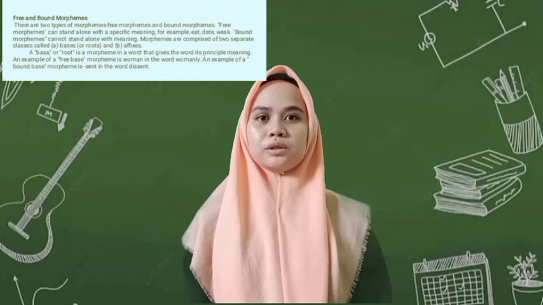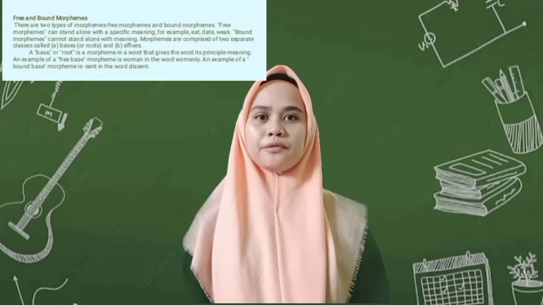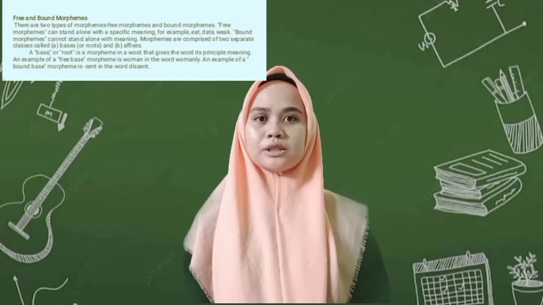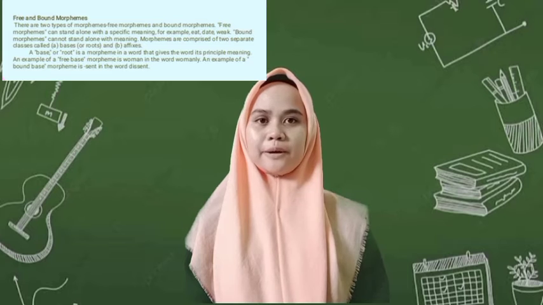And then free and bound morphemes. So there are two types of morphemes. There are free morphemes and bound morphemes. Free morphemes can stand alone with a specific meaning, for example, eat, dead, weak, and so on. Meanwhile, bound morphemes cannot stand alone with meaning.